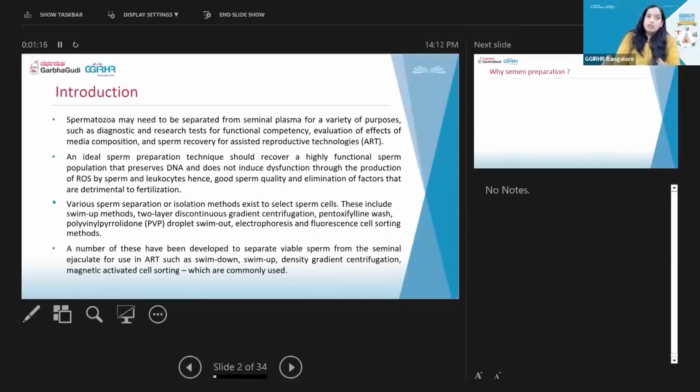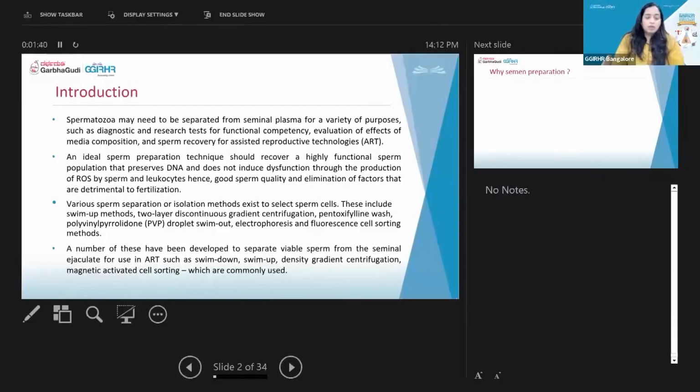It can be for diagnostic reasons or for research reasons, to find out the functional competency, evaluation of different media, and also for sperm recovery for assisted reproductive technologies like IUI, IVF, or even to assess how the function of the sperm is, how good the sperm is.